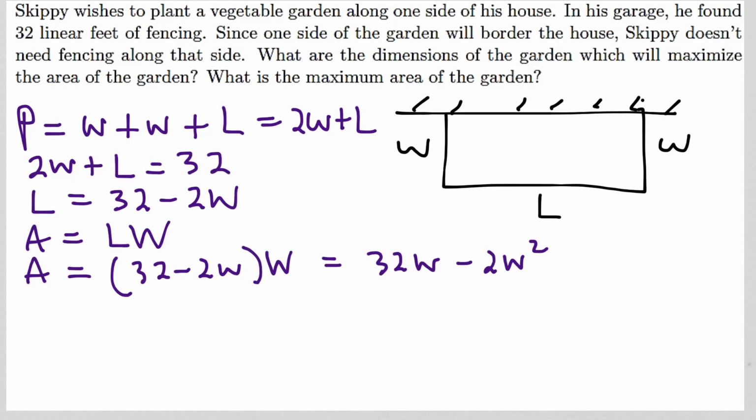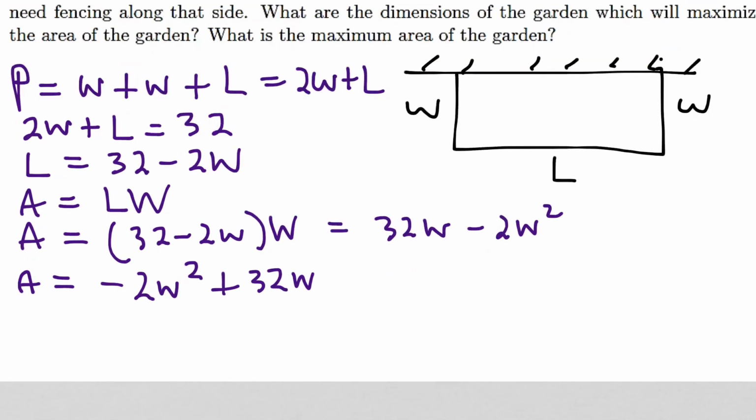So now what we want to do is organize that A expression. Let's put the highest degree term first. So minus 2W squared plus 32W. So we have this equation here. So we want to find out where this equation reaches its highest value. Because it has a leading negative, that means it's an upside down parabola. All right, so let's make a little graph of this thing. So let's find out what the x-intercepts are, and then we could make a sketch.